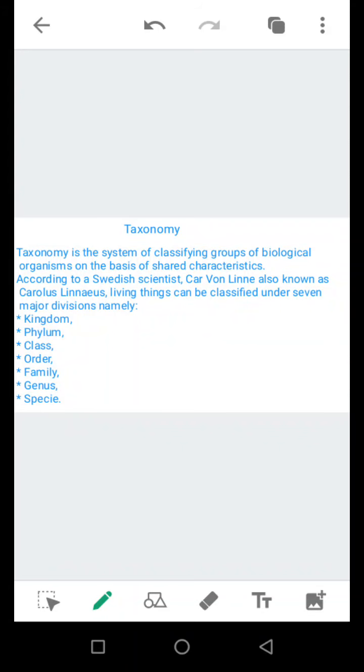He classified living things under 7 major divisions. The divisions can be seen as listed on the board. We have the kingdom, we have the phylum, we have the class, we have the order, we have the family, we have the genus, we have the species. This is what I term KP-COF-GS. Again, KP-COF-GS. That is K as in kingdom, P as in phylum, C as in class, O as in order, F as in family, G as in genus, S as in species.